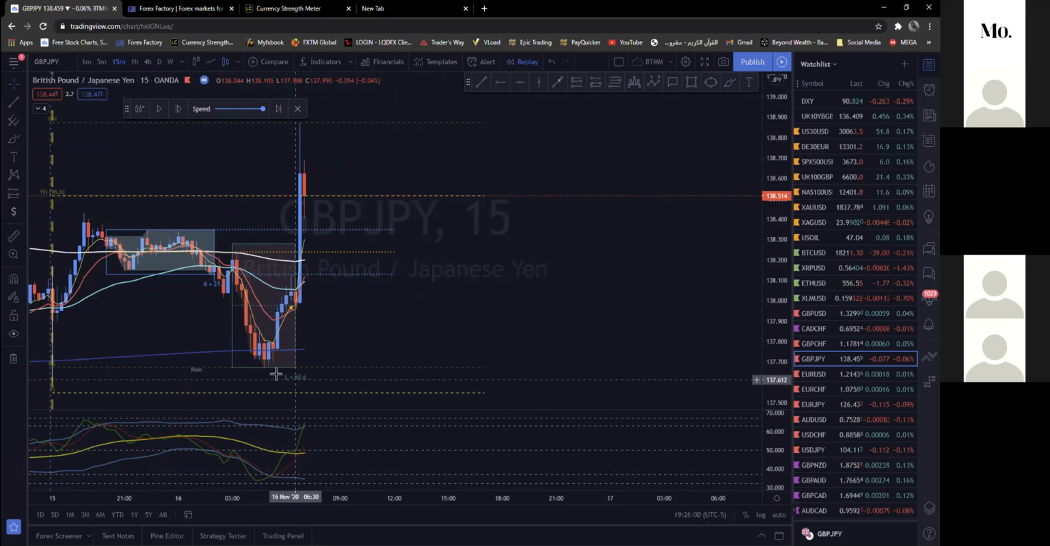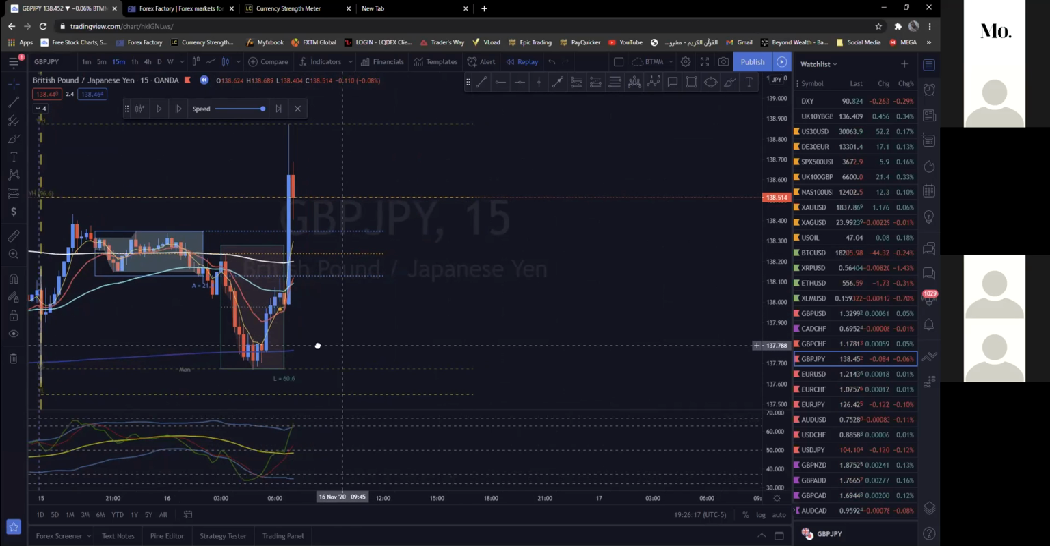There you go, right here. We got cord of wood. Exactly. So that's our cord of wood, and on top of that, it's sitting right at 800 EMA, which means that it's most likely going to be reversing, right?